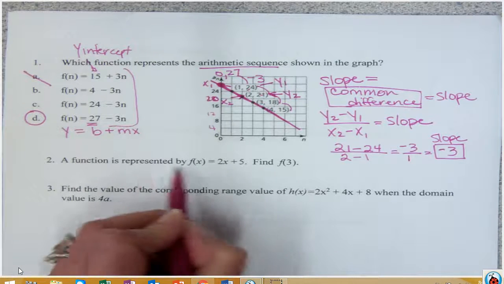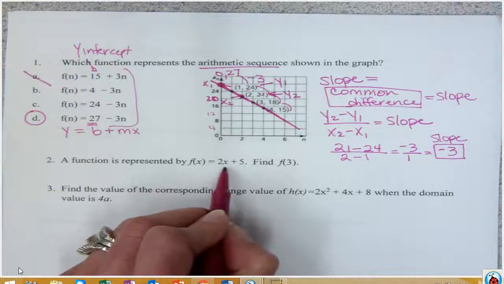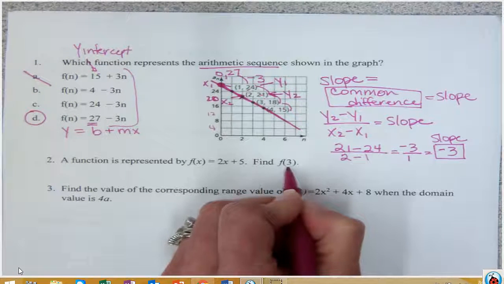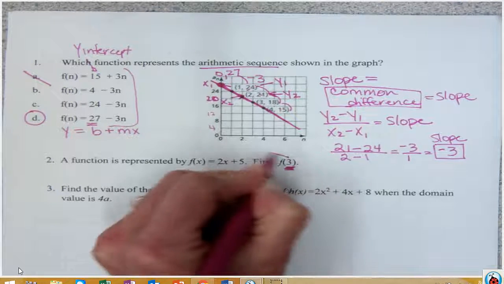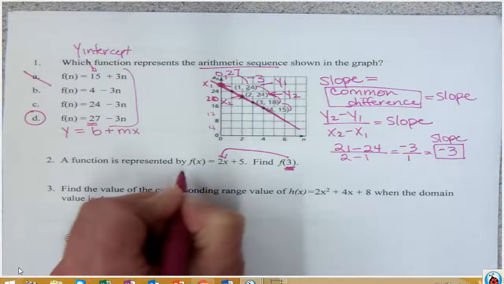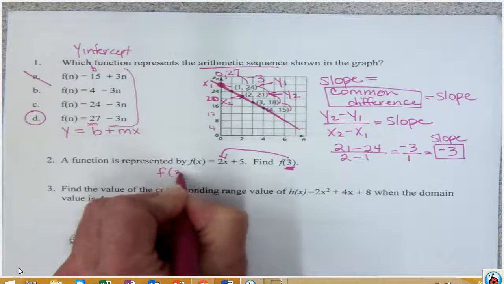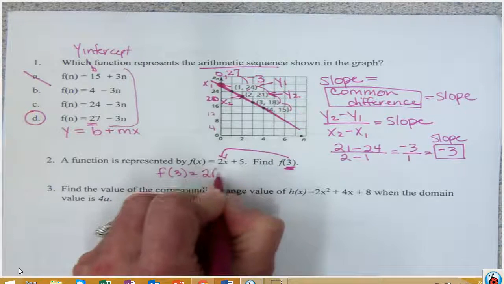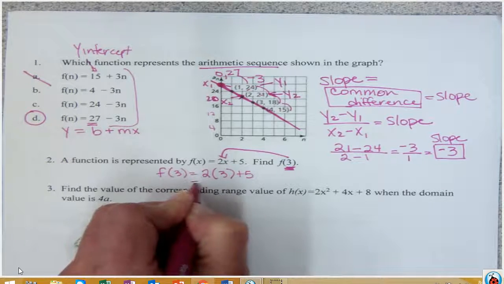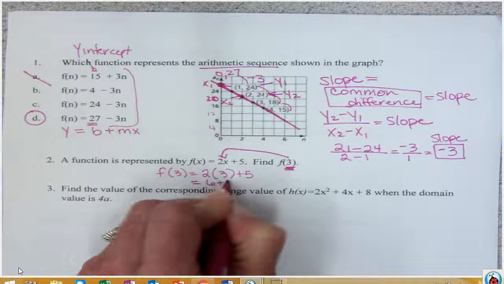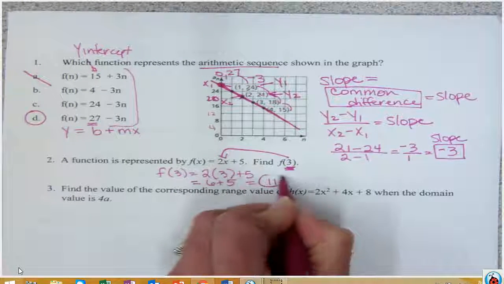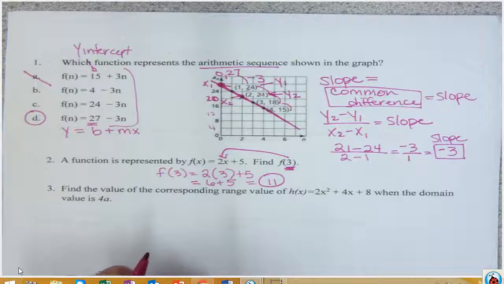Then we have a function represented by f of x equals 2x plus 5. Find f of 3. You're going to take your 3 and plug that in for your x. So it becomes f of 3 equals 2 times 3 plus 5. 2 times 3 is 6 plus 5. 6 plus 5 is 11. Your answer would be 11, so you'd bubble in 11.